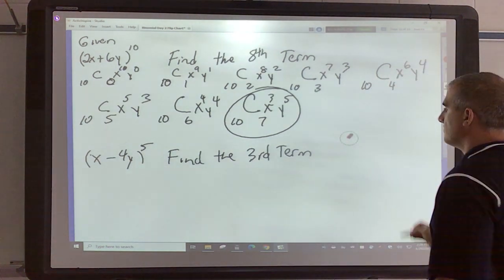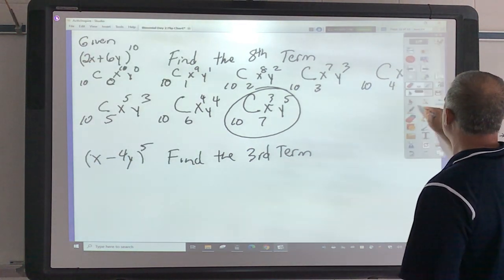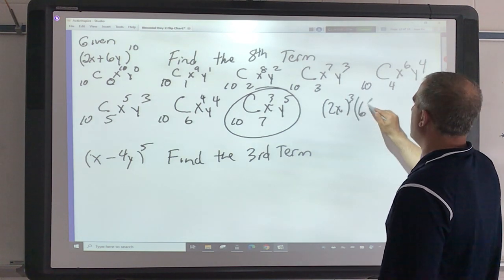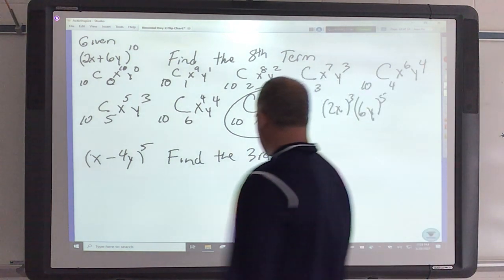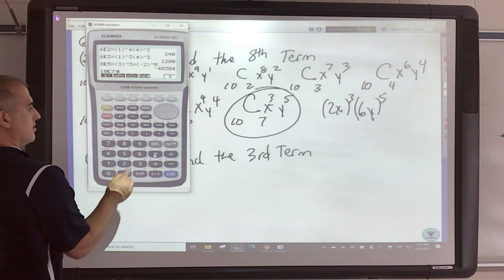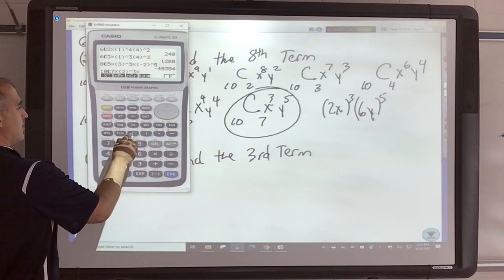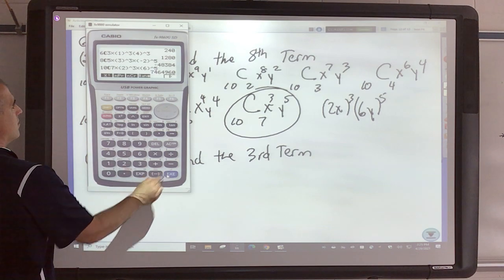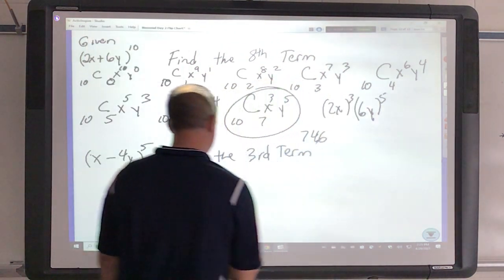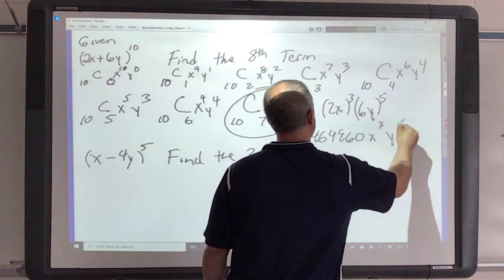So what is this going to look like? I'm going to have 2x to the third, 6y to the fifth times that combination. So 10 choose 7 times 2 to the third times 6 to the fifth. So that is 7,464,960 x3 y5.